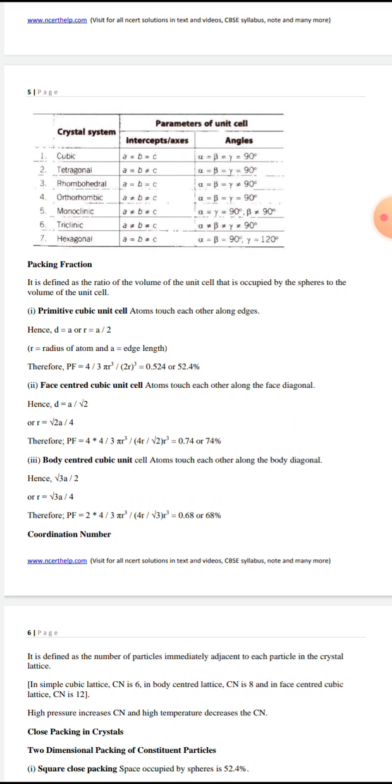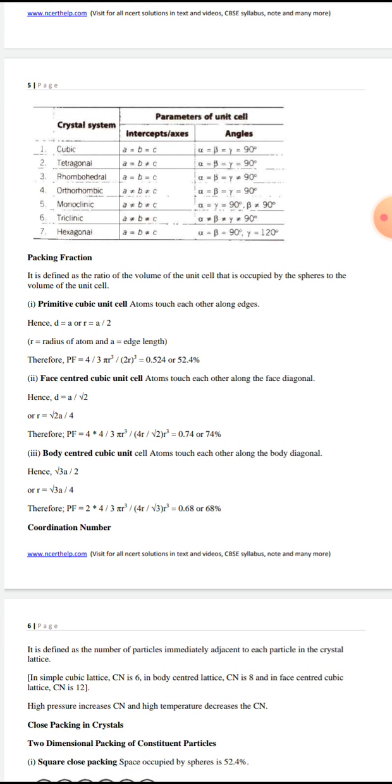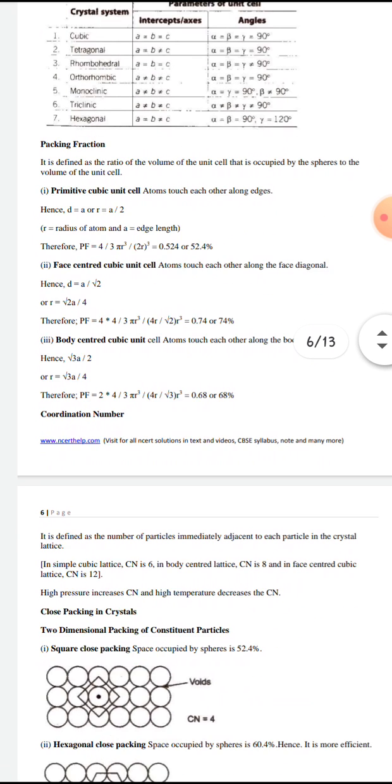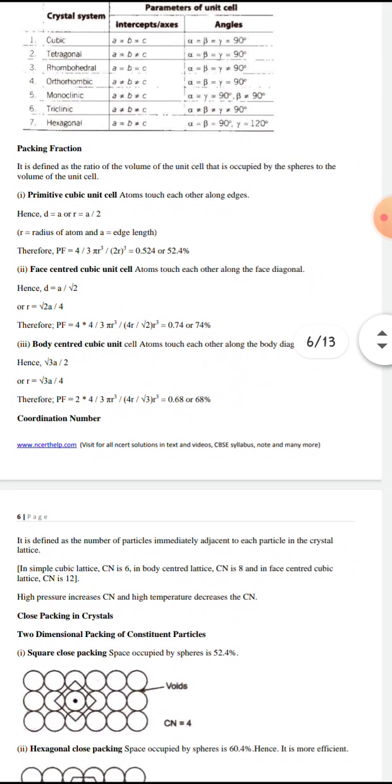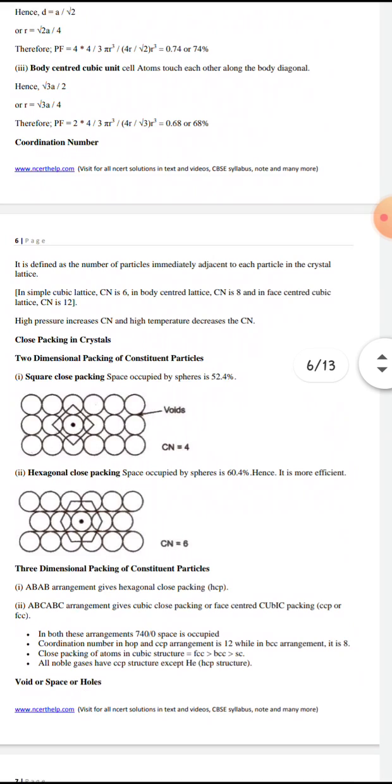Next is packing fraction. It is defined as the ratio of the volume of the unit cell that is occupied by spheres to the volume of the unit cell. In primitive cubic unit cell, atoms touch each other along edges. In face-centered, atoms touch each other along the face diagonals. And in body-centered cubic unit cell, atoms touch each other along the body diagonals, not face diagonals.